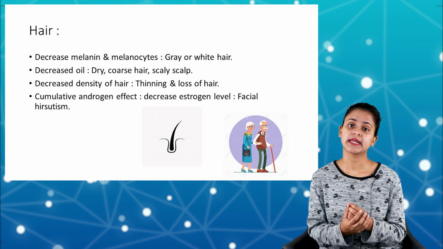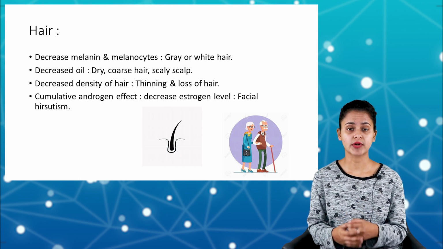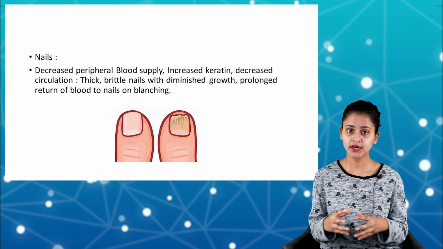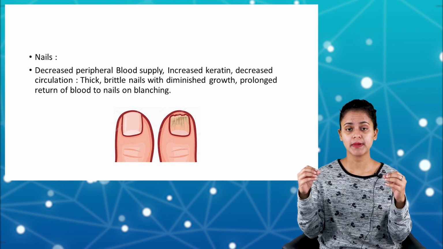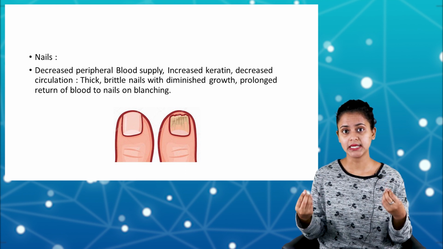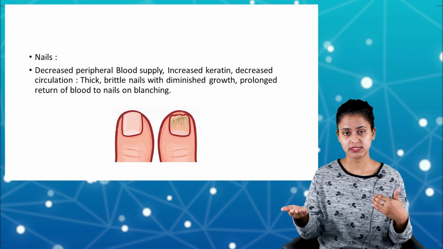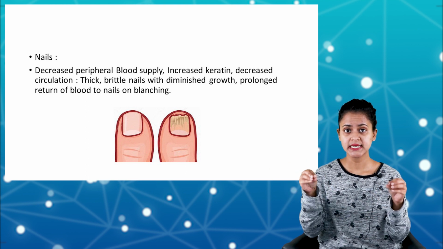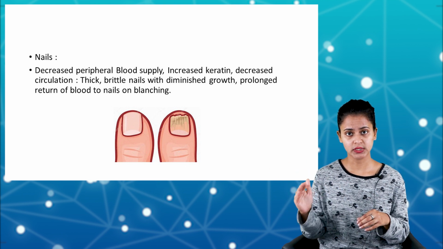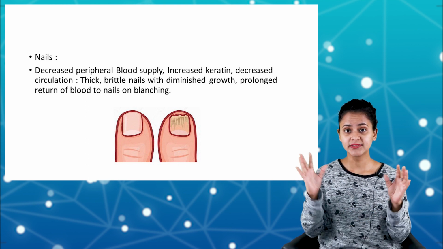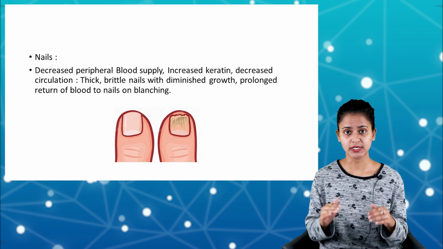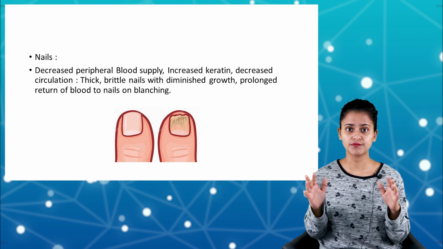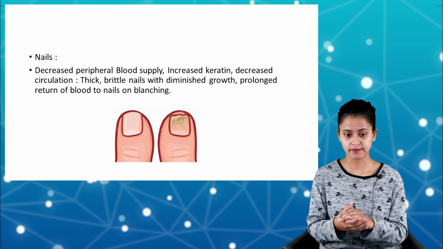Next, we are going to learn about the changes which will be occurring in the nails. Here, we are going to see decreased peripheral blood supply and increased keratin almost always seen in the older population. Decreased circulation to the periphery will also be a very common finding among older individuals.